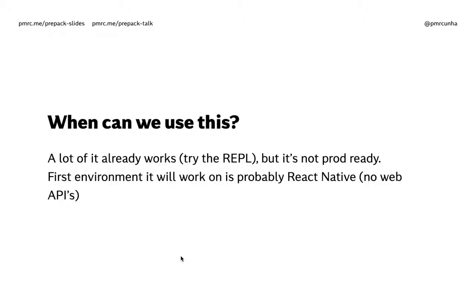So what about when? You can play with a REPL if you go to prepack.io, and a lot of these things already work. Probably it's going to start with React Native, because the environment where this is being executed is a big problem, right? You can't be calling window.something or all the web APIs or all the JavaScript features that rely on the environment where it's being executed. Everything is going to be undefined because they're unknown values, right?